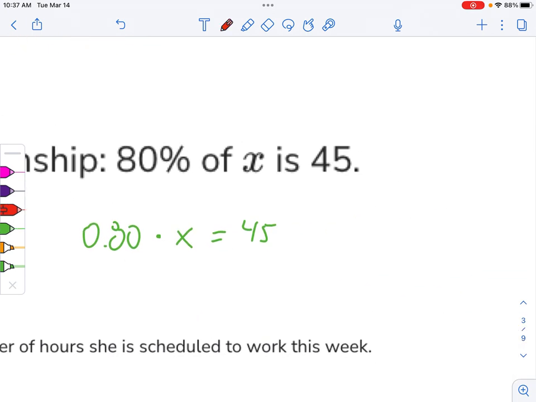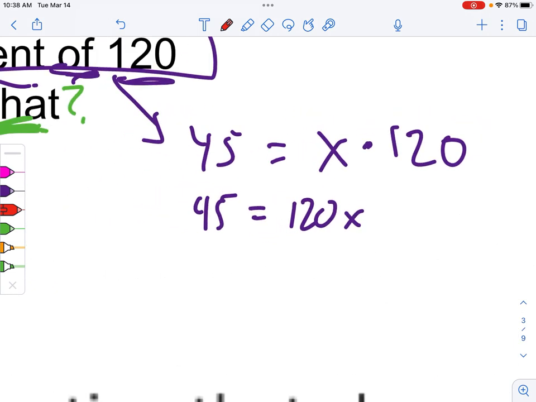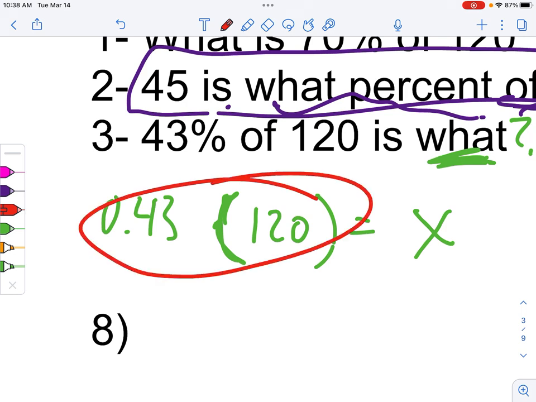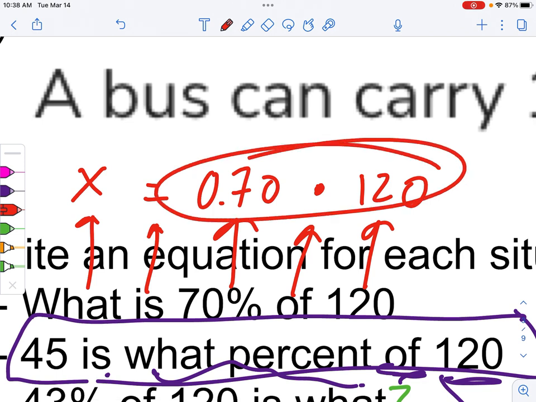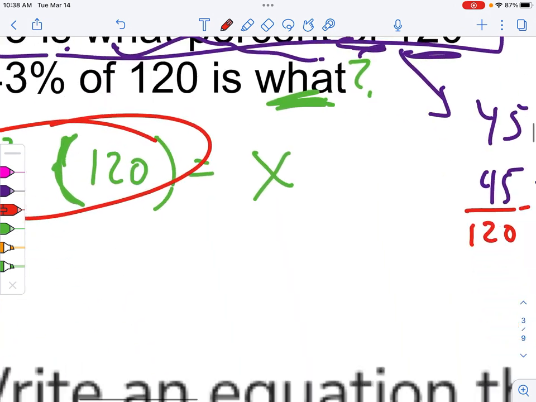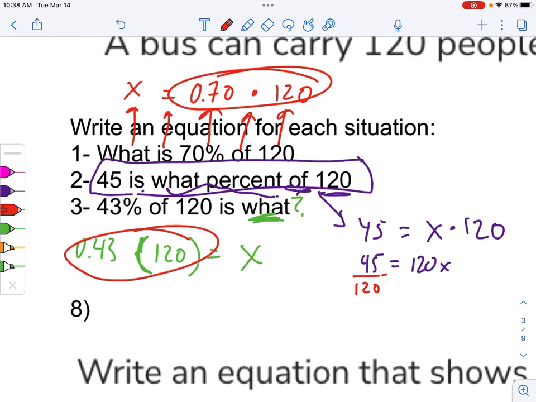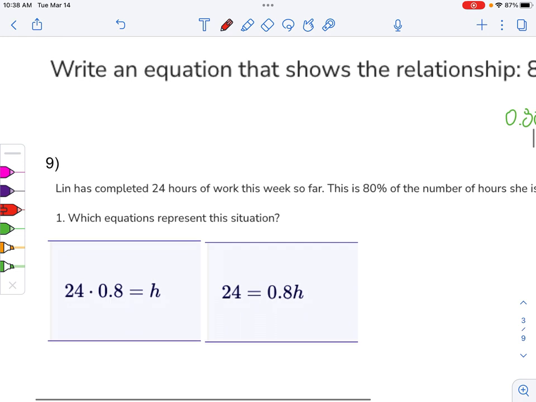All right, but you know what I would do to solve this? I would divide. I see multiplying, so you undo multiplication with division. So I would take 45 divided by 0.80. In fact, that's how I would solve a lot of these ones. This one right here, I would take 45 divided by 120. That's how I'd solve that one. What's this one? Oh, these two I would just multiply together. 0.43 times 120, and I would get x. On this one in here, I would literally just multiply those together, and I would get the answer. So sometimes you're multiplying, sometimes you're dividing. But notice on all my equations, especially when we're talking about percents, they are multiplication problems, but sometimes you will use division to solve them.